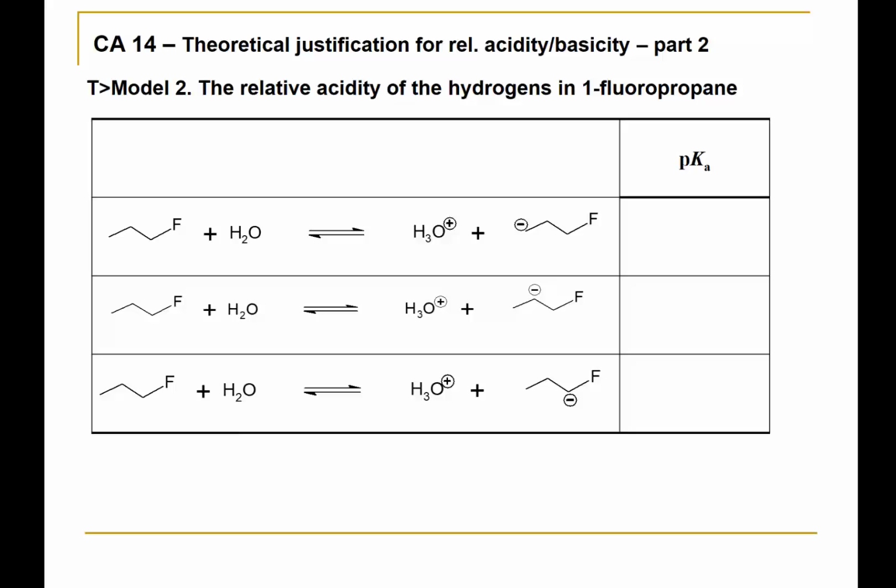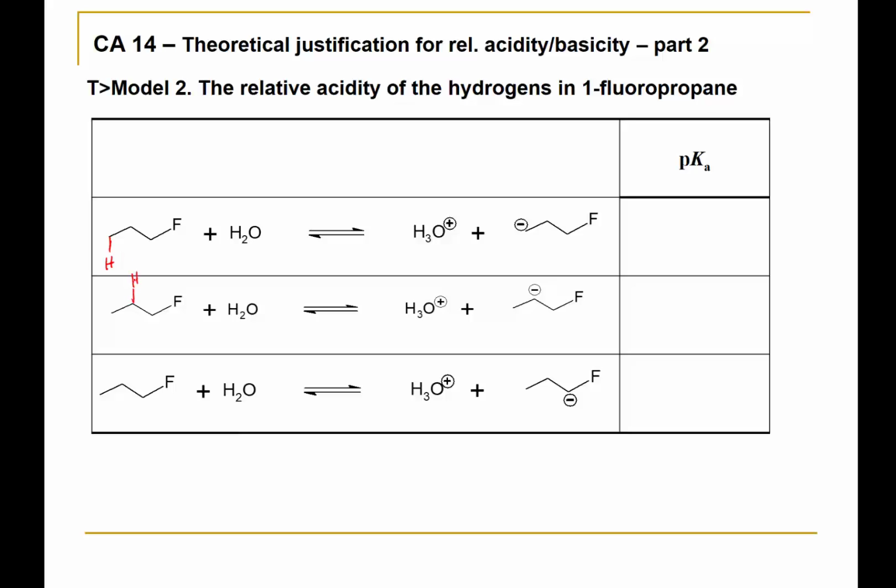So here I'm looking at teaching model number 2, and we're looking at the relative acidity of the hydrogens on 1-fluoropropane. Now in this particular example, we have only 1 fluoro group, but actually we have multiple hydrogens that could come off. So you can see that in the row number 1, I'm assuming that it's this hydrogen right here that I've just drawn in that has come off, that's been donated.